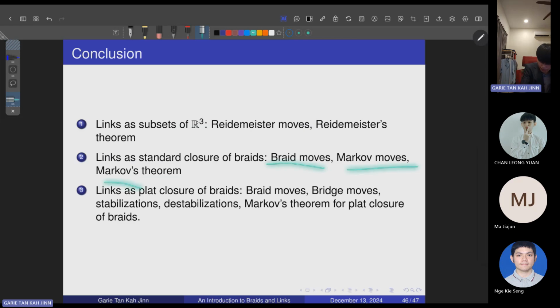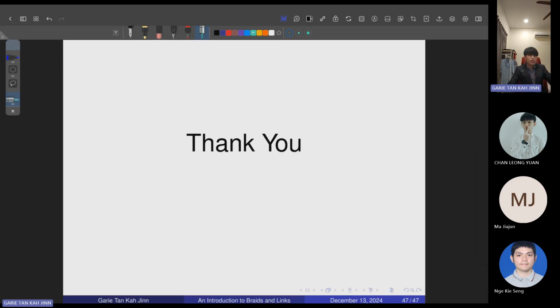And the third one, the plate as closure of braids. The Markov theorem for plate closure of braids tells me that I look at the plate closure and work modulo the braid move, bridge move, and stabilization and destabilization. This shows the role of braids in link equivalence, and that they are closely related. This will mark the end of my presentation, and thank you for listening.